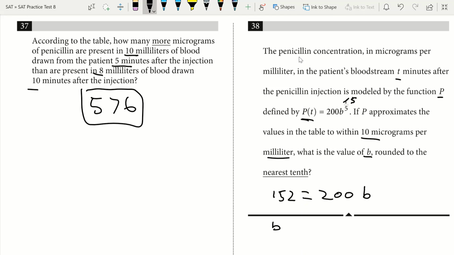So now to solve for B, because I'm asked for the value of B, I'm going to divide each side by 200. 152 over 200, plugging it in my calculator, gives me 0.76, but I don't put that in my answer because I'm told to round to the nearest tenth, right? 0.76 rounded to the nearest tenth is 0.8 because our hundredths digit is a 6, so we round up to 0.8.